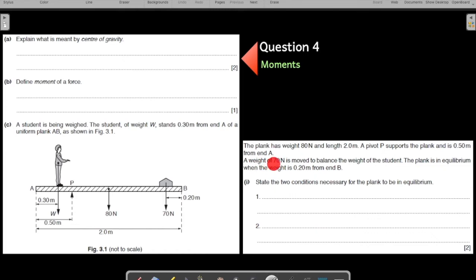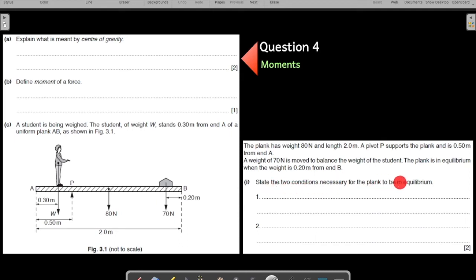A weight of 70 newtons is moved to balance the weight of the student. The plank is in equilibrium when the weight is 0.2 meters from the end B. Which weight are they talking about? This weight. When it is 0.2 meters from the end B, everything is in equilibrium.